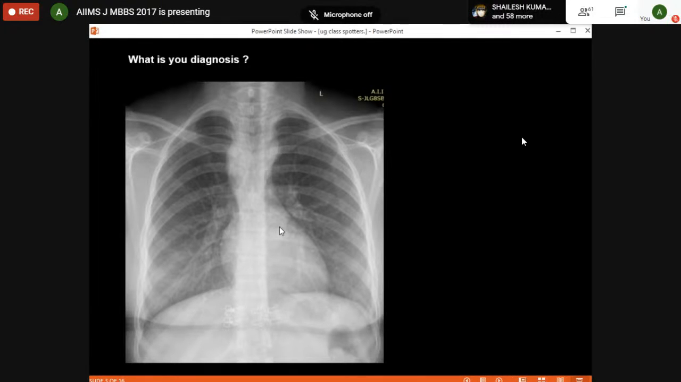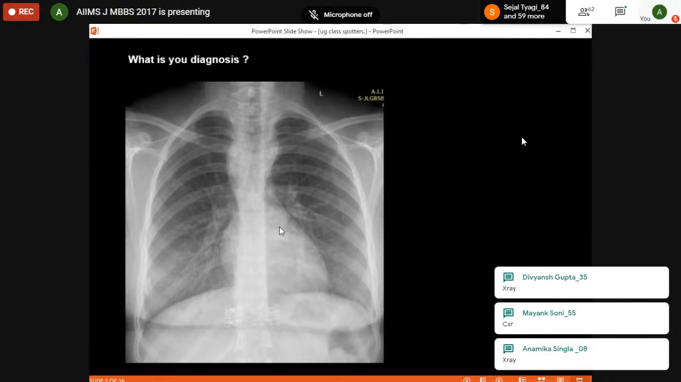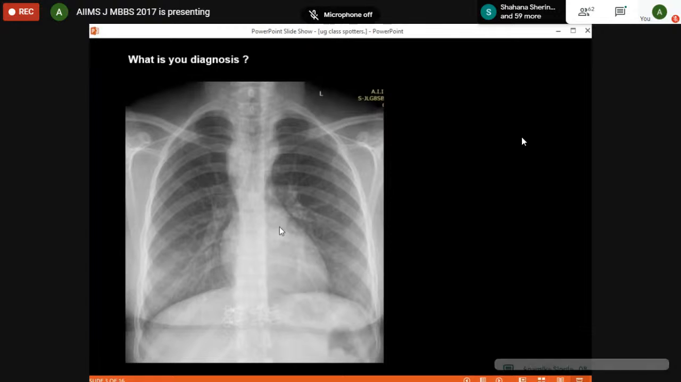Okay, so what is this modality? Just answer what is the modality. It's an X-ray, it's a CT, it's an MRI. What is it? It's an X-ray, right? So it's a chest X-ray. So you see it's a PA view, okay? Now, can you see this structure? Do you normally see this structure in chest X-ray? Like this much prominent?